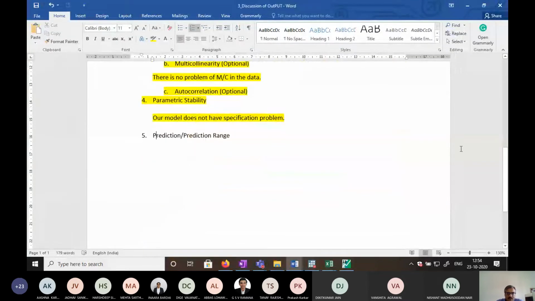So we are left with prediction. I'll quickly tell you this also, how to go for prediction. So we'll move to the second part. So far, any issues to anyone?